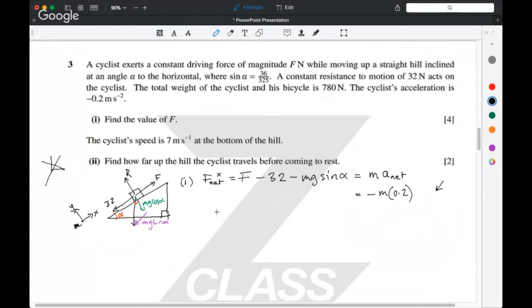So we know that the total weight of the cyclist and his bicycle is 780 newtons. That's mg. And you can solve this. So we know that m must be equal to 78 kilograms. Therefore, we know 32, we know mg, we know sine alpha, because we're given it. We know m, and we know the acceleration. So this gives us that F is equal to 102.8 newtons.